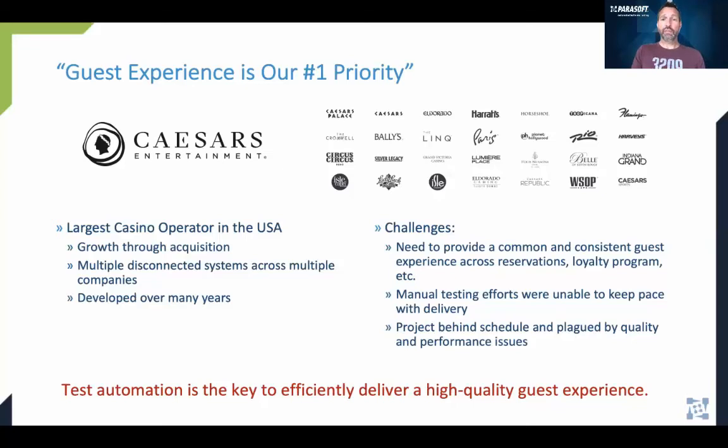So they figured out pretty quickly, look, manual testing efforts are never going to keep pace with delivery. And in fact, they were plagued with quality issues and behind schedule. And this was several years ago. They realized that test automation was key to efficient delivery of a high quality guest experience or customer experience, right? And just as we've been saying, so this is in their words. And so this is really about their journey. And so what did they do?